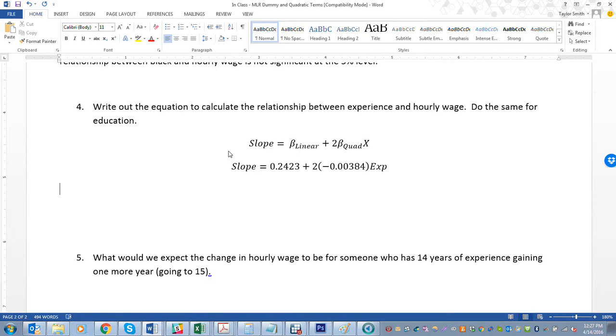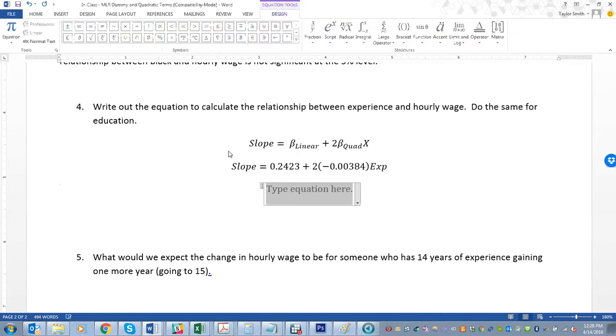Okay, so that is the formula to give us the slope, the relationship between experience and hourly wage. We have to remember that relationship depends on the level of experience. That's why we added in that quadratic term. And so we have to be given some level of experience to actually calculate what that slope is. That's what questions 5 and 6 are going to do in just a second. But right now, we don't know what the experience is. We just have this.